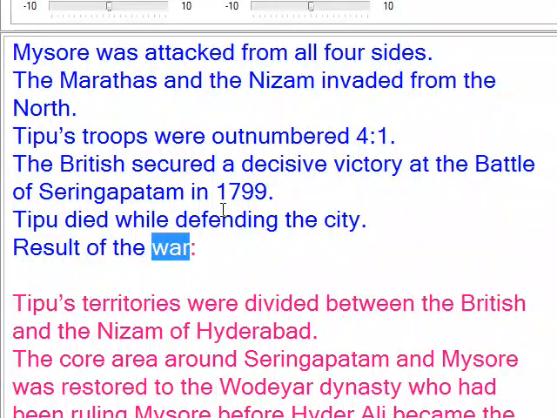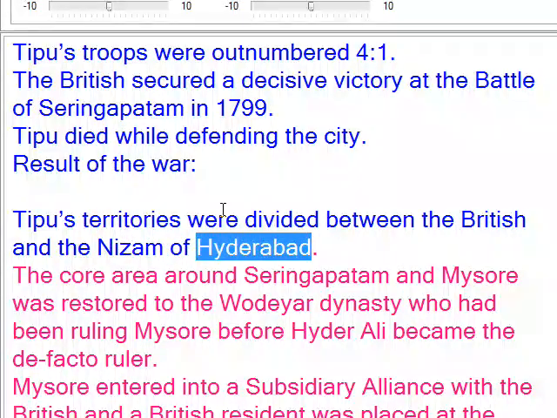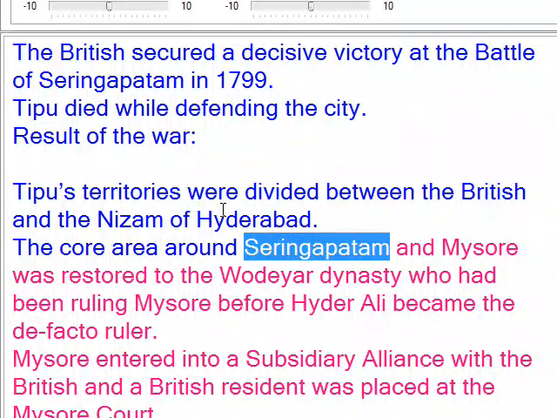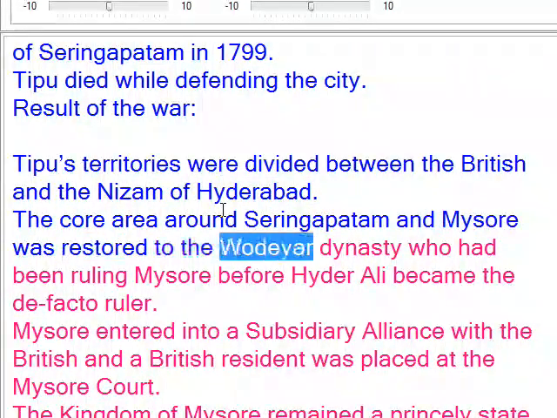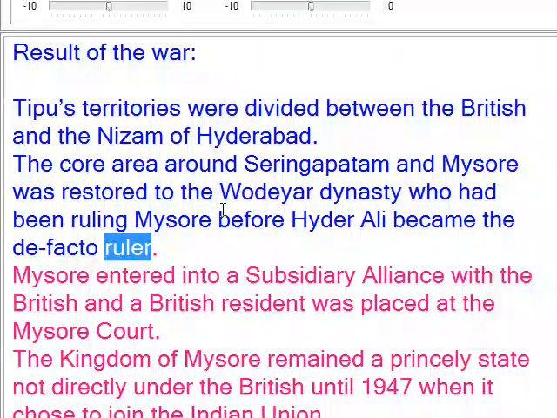Result of the war: Tipu's territories were divided between the British and the Nizam of Hyderabad. The core area around Srirangapatna and Mysore was restored to the Wodiyar dynasty, who had been ruling Mysore before Hyder Ali became the de facto ruler.